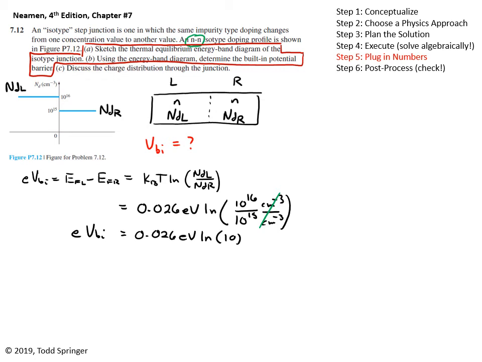And then we can do this thing that I like to do, which is just to cancel out the E's. The E on the left and the E on the right cancel out. So I have something left which is just in units of volts. So VBI equals 0.026 times the natural log of 10. Whole thing has units of volts. I get 0.599 volts for VBI.